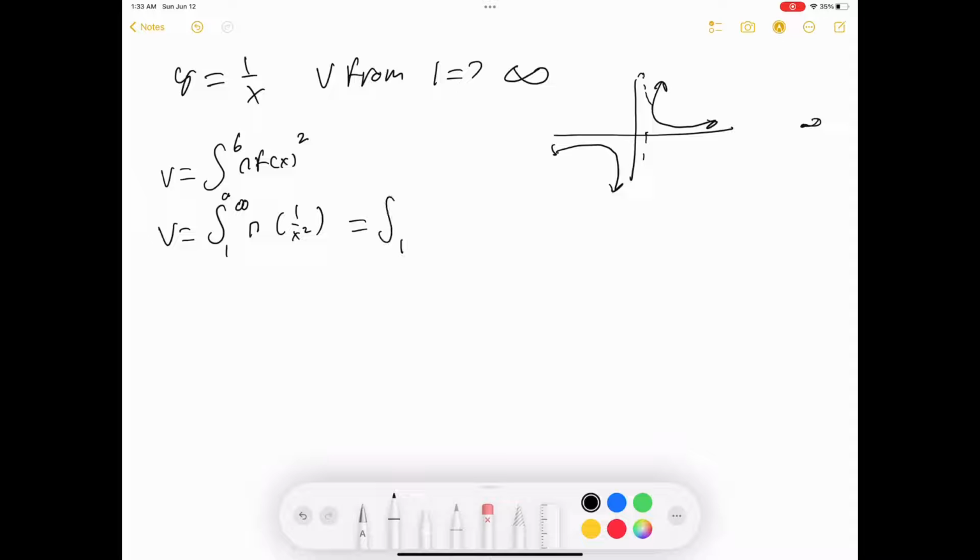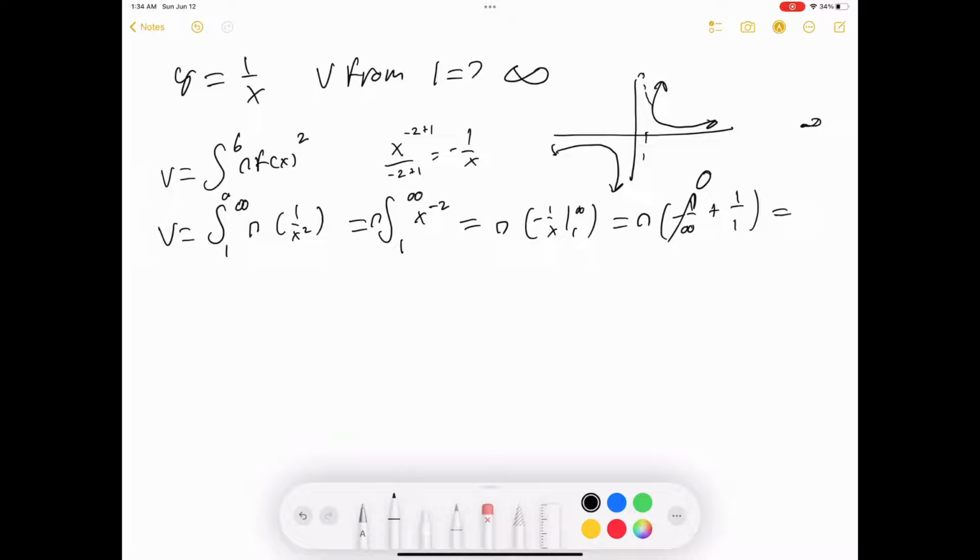And so now we're just doing an integral, right? The integral of 1 over x squared is the same as the integral of x to the negative 2. X to the negative 2 plus 1 over negative 2 plus 1 is going to be negative 1 over x. So now we just have pi times negative 1 over infinity plus negative 1 plus 1 over 1, right? So that's just going to give us pi as our final answer for the volume here.